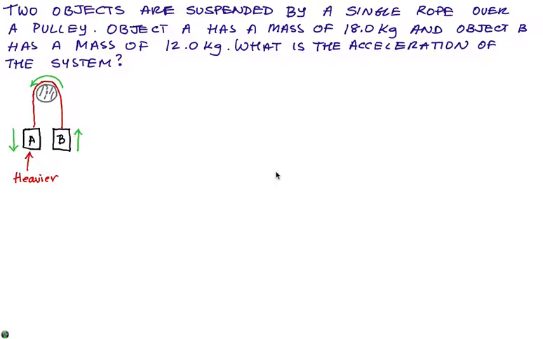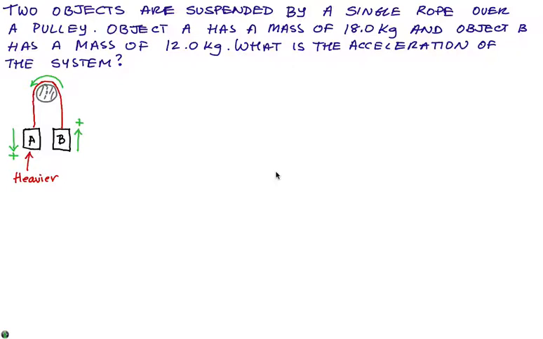B is trailing A. So what I like to do is pick the lead of the travels. So A is leading B. So I'm going to say that A is moving in the positive direction. And because I made that choice, that must mean that B is following A in the positive direction also.